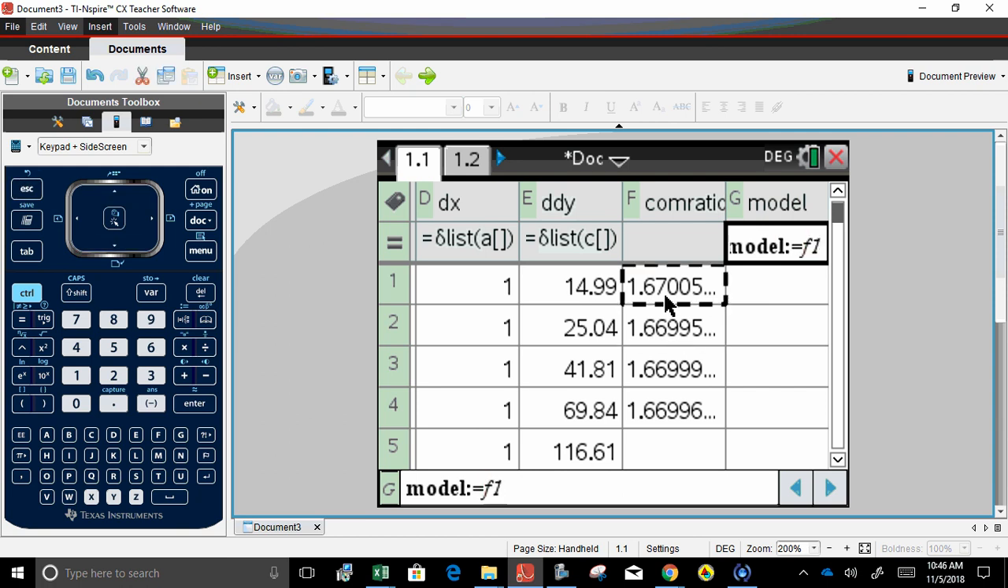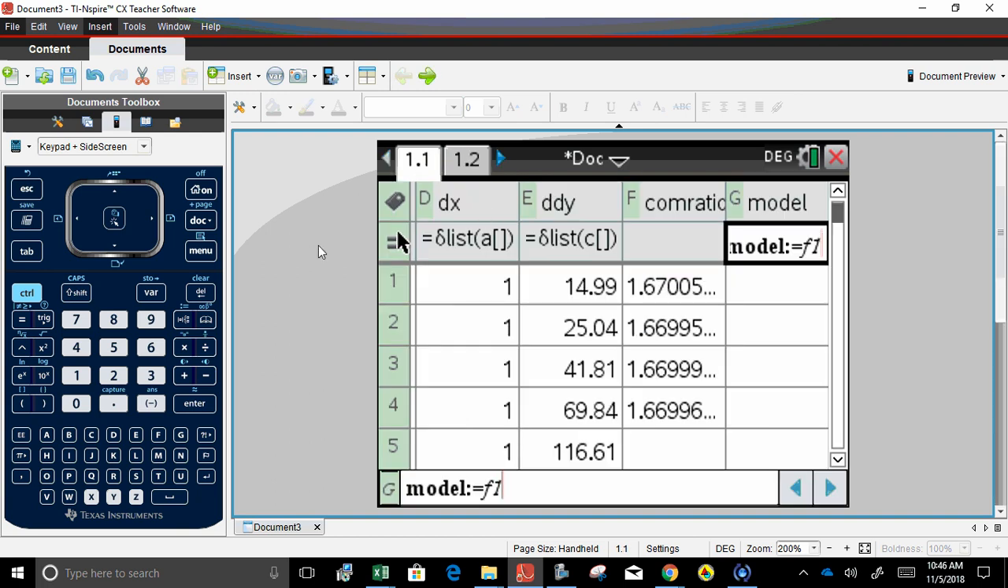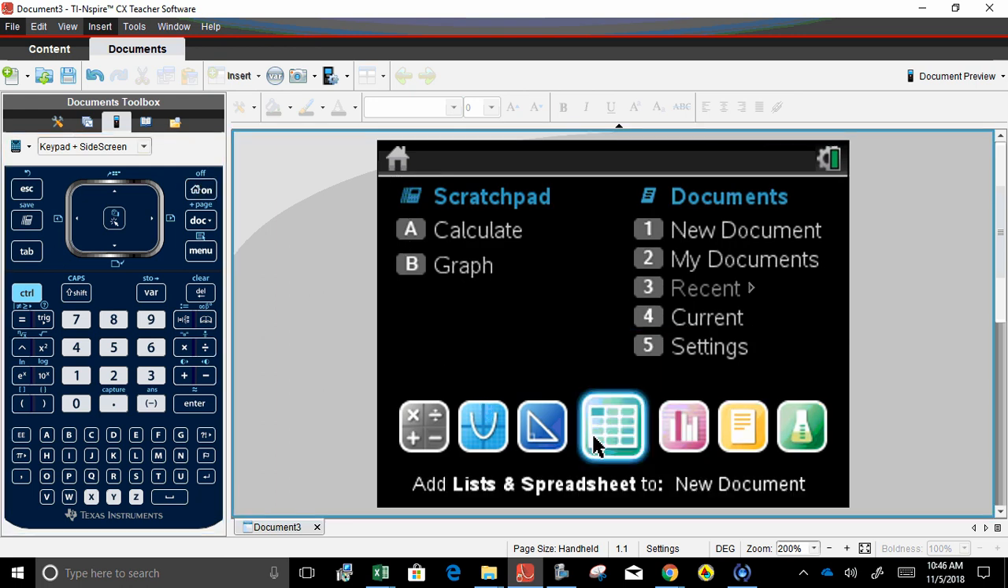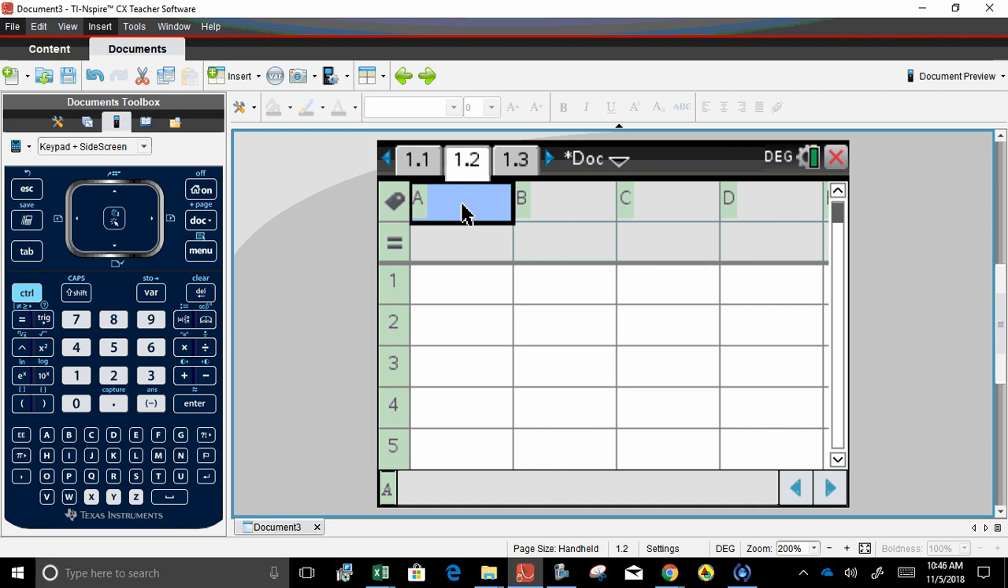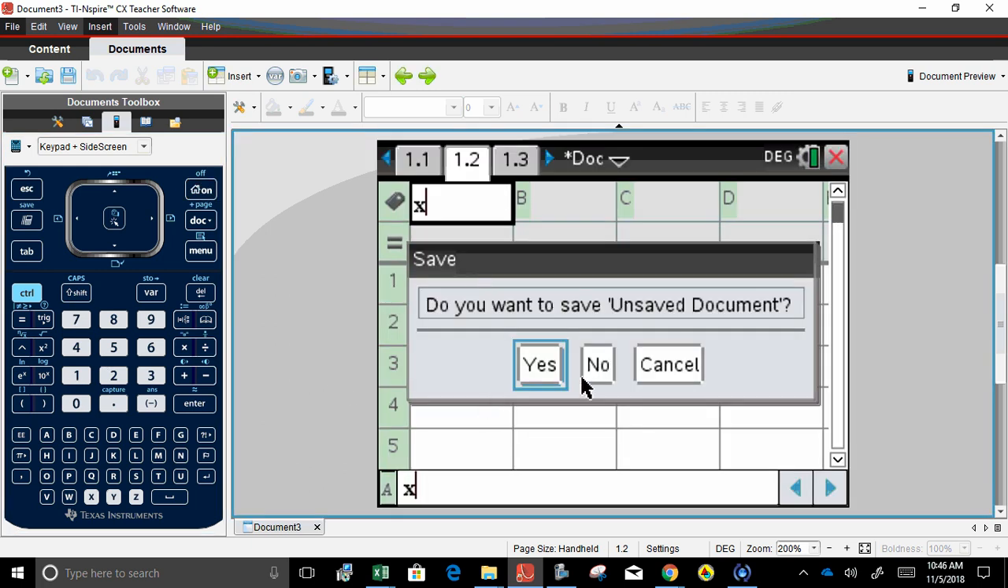Press escape. This is not showing how it's done, but I'll erase this and start from scratch and show you. Also, you should be able to graph this and match the model that works. So that's how we're going to use the technology. Let's start from scratch. So let's go back home and create a table, list and spreadsheets, and label these accordingly. We're going to do a new document first. So go home, press 1, and say no, I don't want to save it.